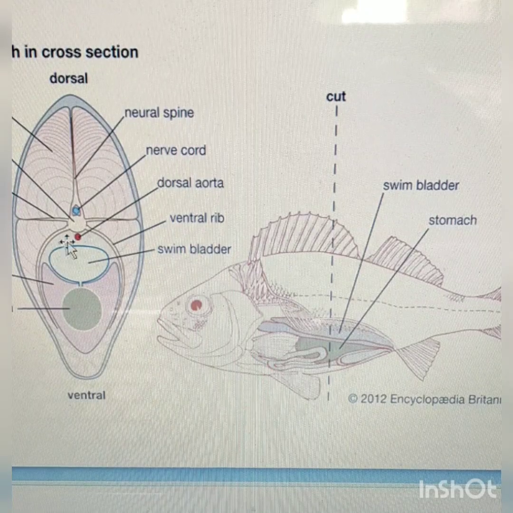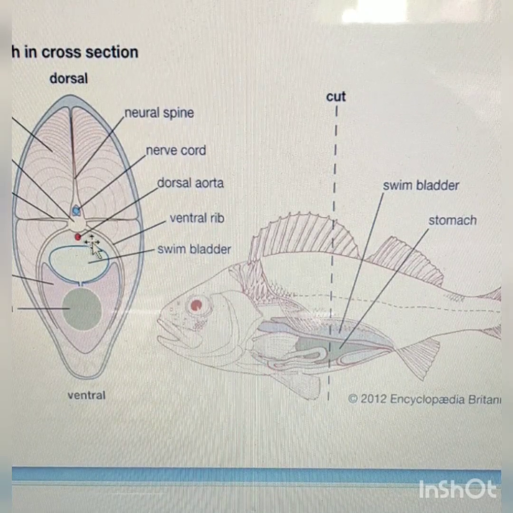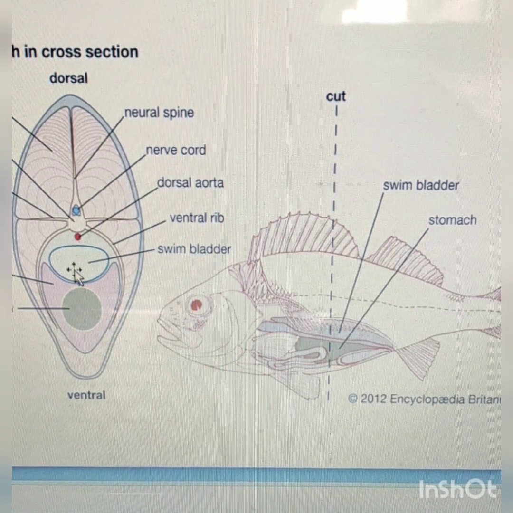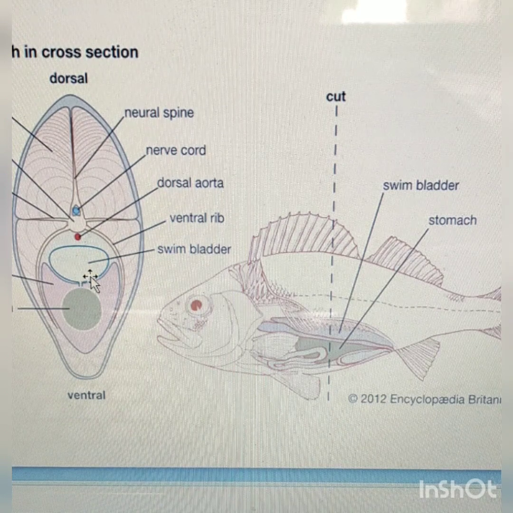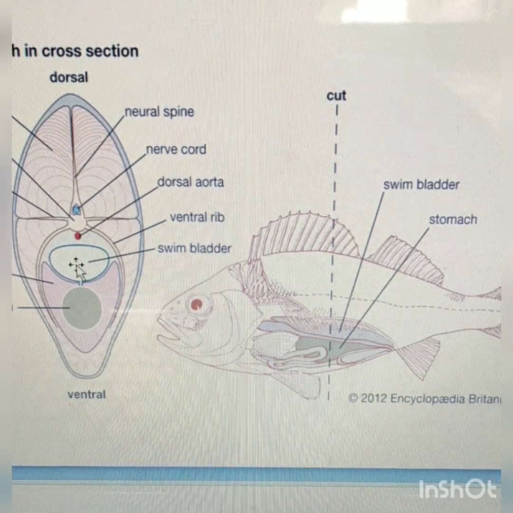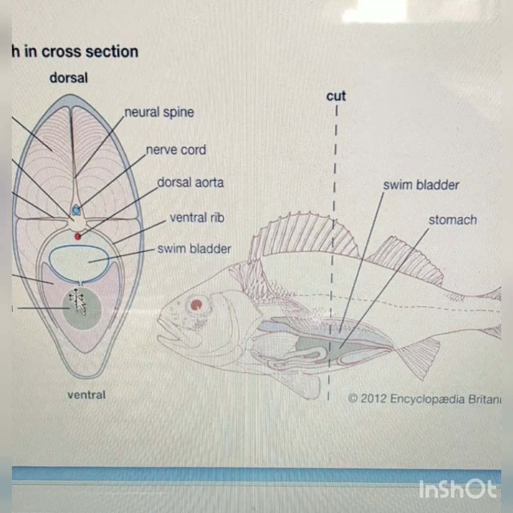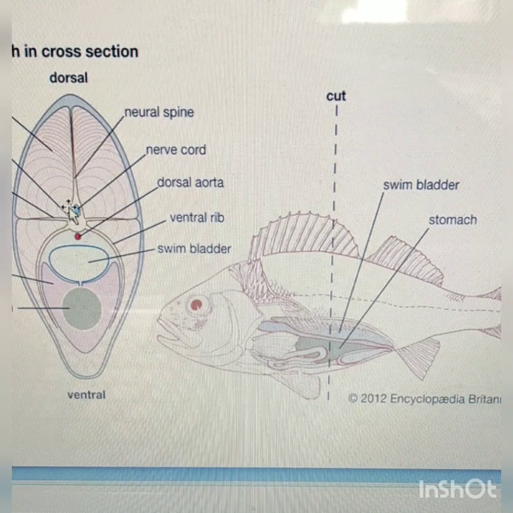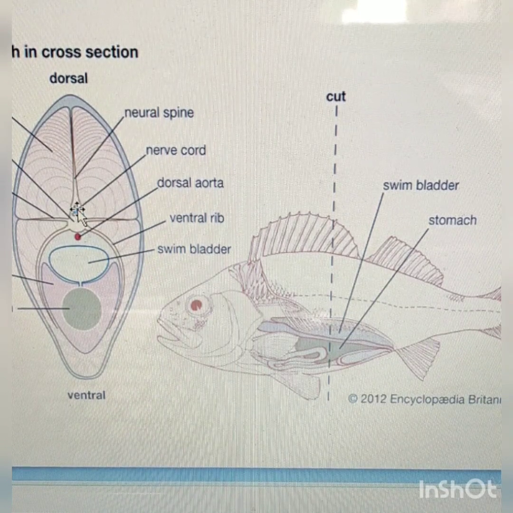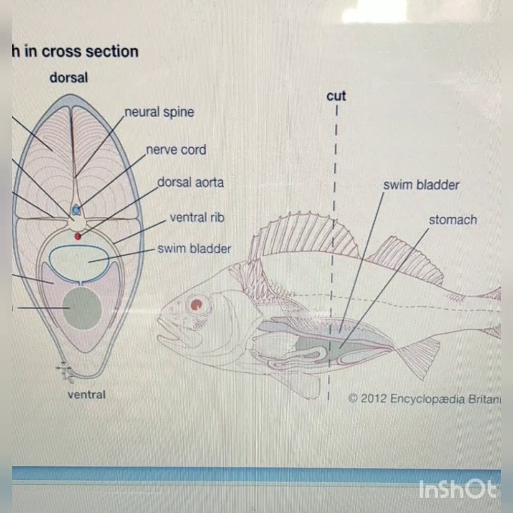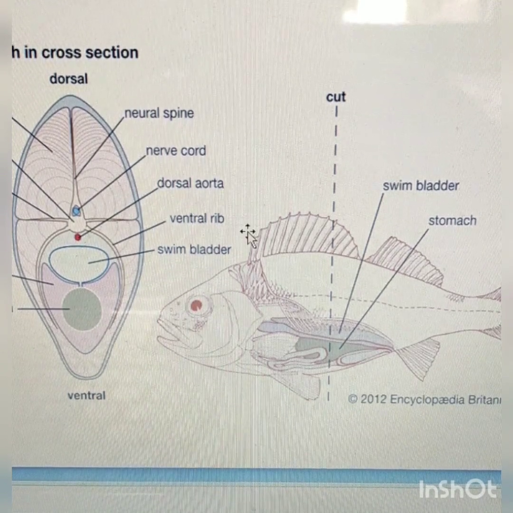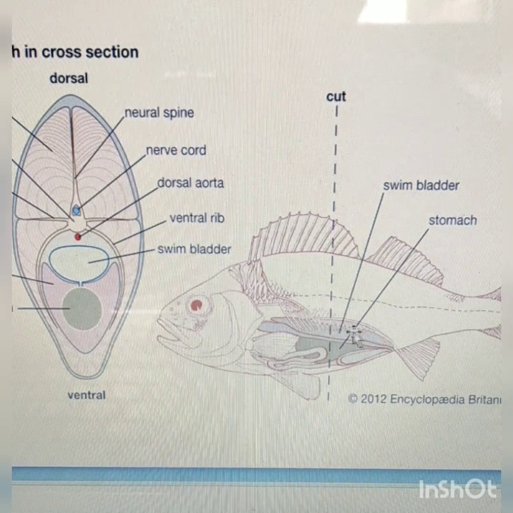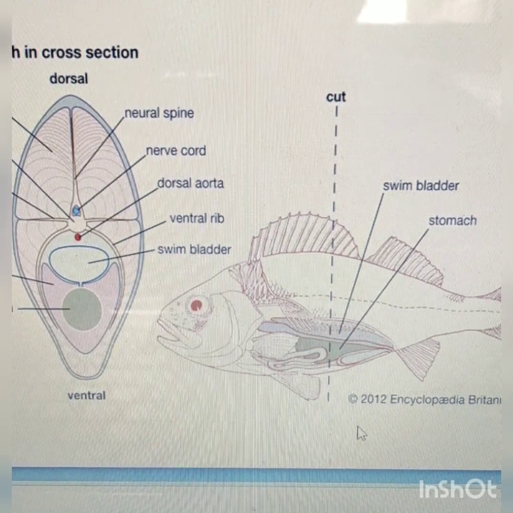This picture clearly depicts the position of the swim bladder in a cross section of a teleost fish. If you see in detail, you can find the swim bladder is positioned above the gut and below the kidney. The red dot indicates the dorsal aorta and the blue dot indicates the nerve cord. This is the position of the swim bladder in a bony fish.